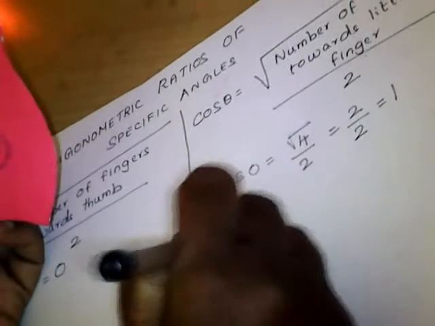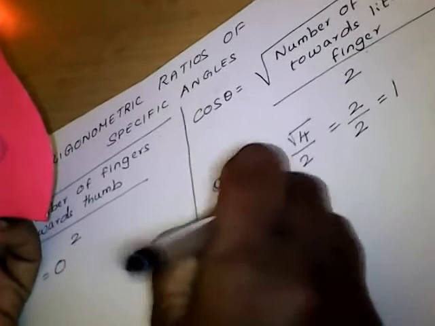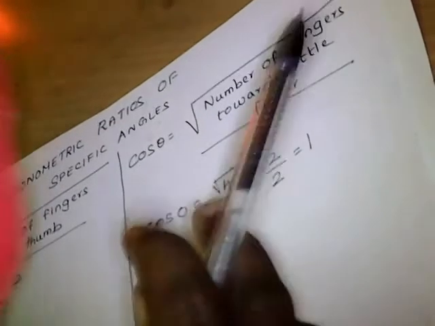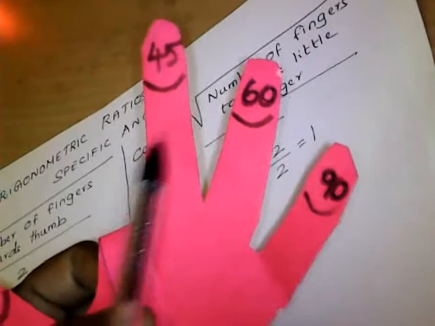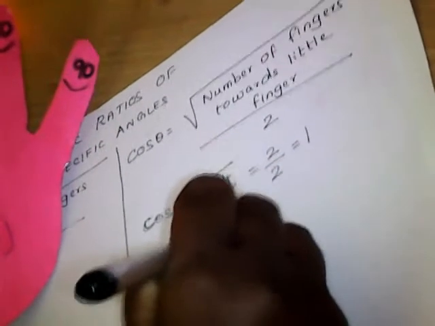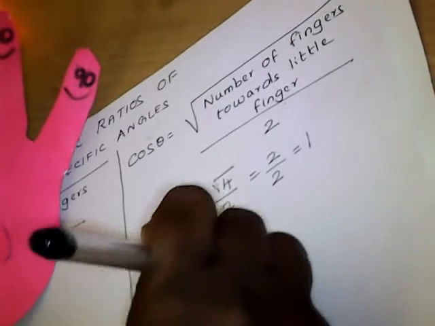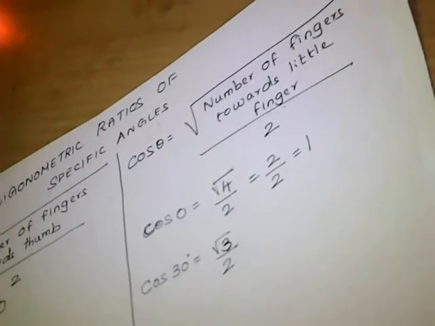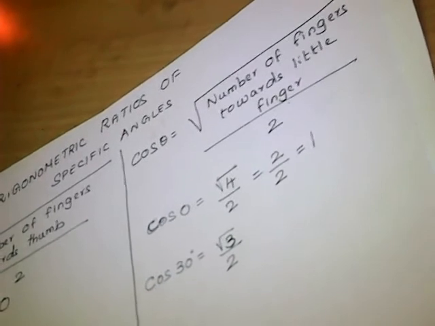Next, we will calculate cos 30 degree. Since 30 degree is asked, I am folding 30 degree fingers. So the formula is root of number of fingers towards little finger divided by 2. So towards little finger, how many fingers are there? 3 fingers. So I am writing root 3 by 2. Can you simplify root 3 by 2? You need not put the decimal values. Directly can you simplify? It's not possible. So leave it root 3 by 2.